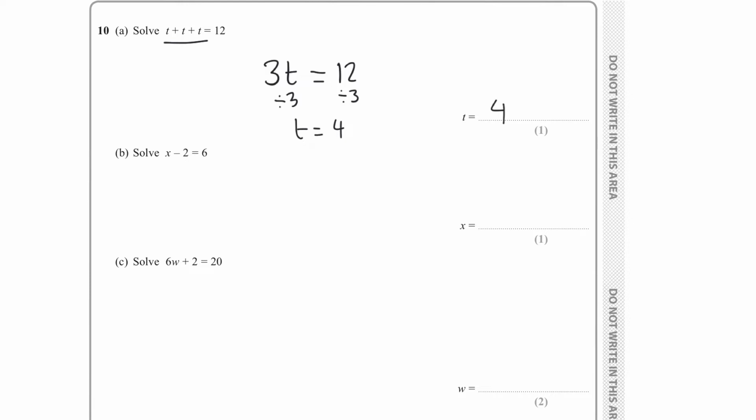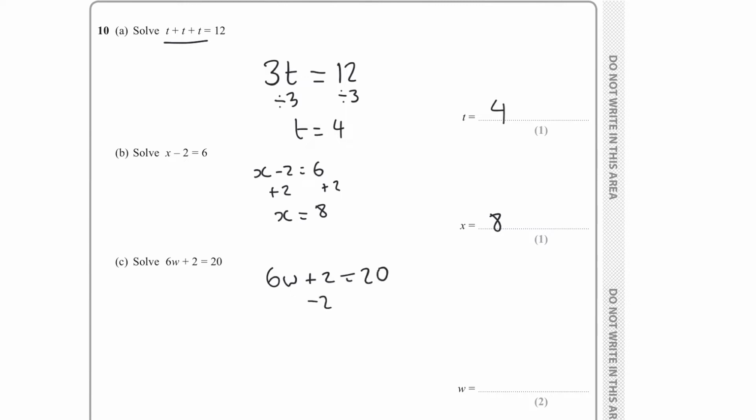Then the next one says x minus 2 is equal to 6. We're going to add 2 to both sides. That would leave us with x is equal to 8. So that's that question. Then the next one says 6w plus 2 is equal to 20.